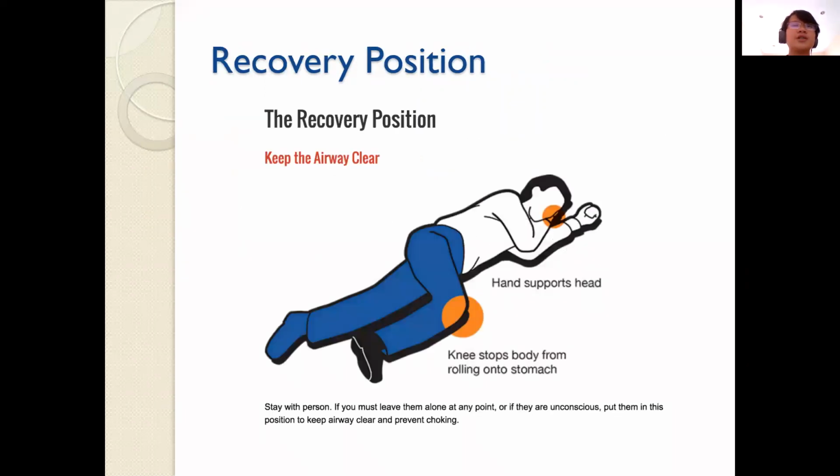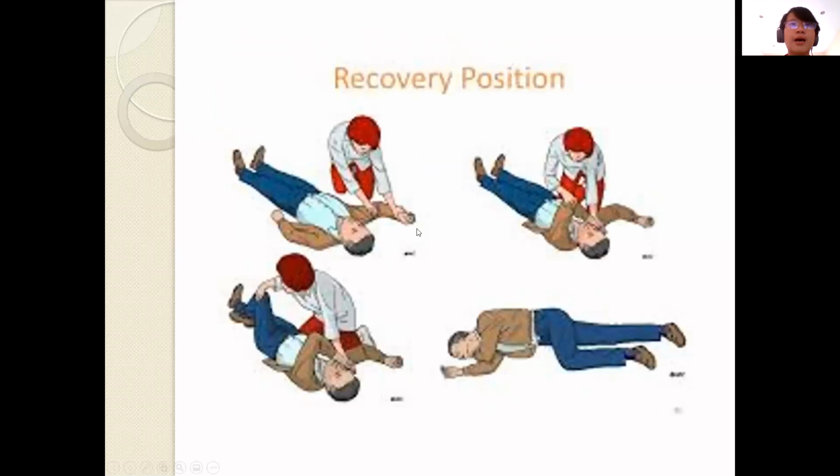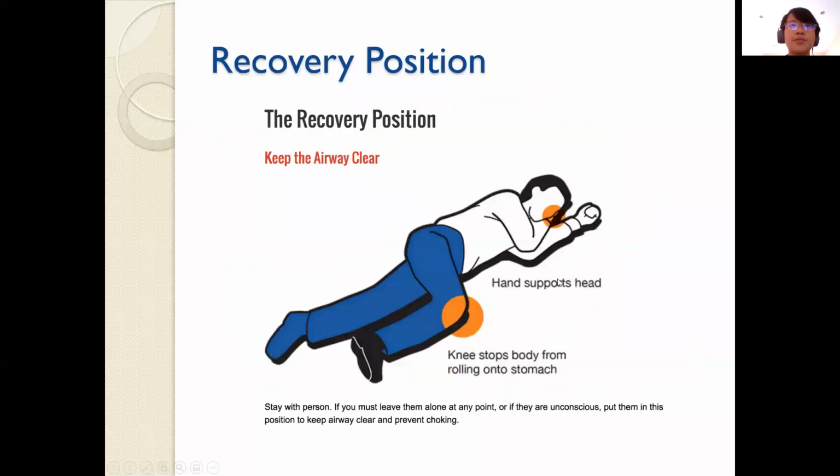So what is the recovery position? Here you can see a recovery position. You must be able to put the arms like that, fold it in towards you, put it on the cheeks, hold up the legs to a 90-degree position, and turn the casualty over. When they're turned over like that, this hand supports the head and opens the airway. Keep the airway clear, open the airway, tilt it. And this knee supports the body from rolling onto the stomach.